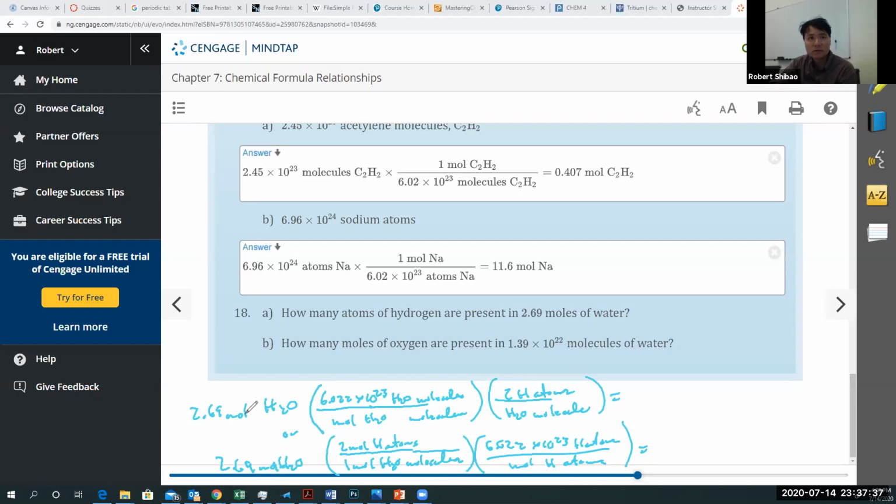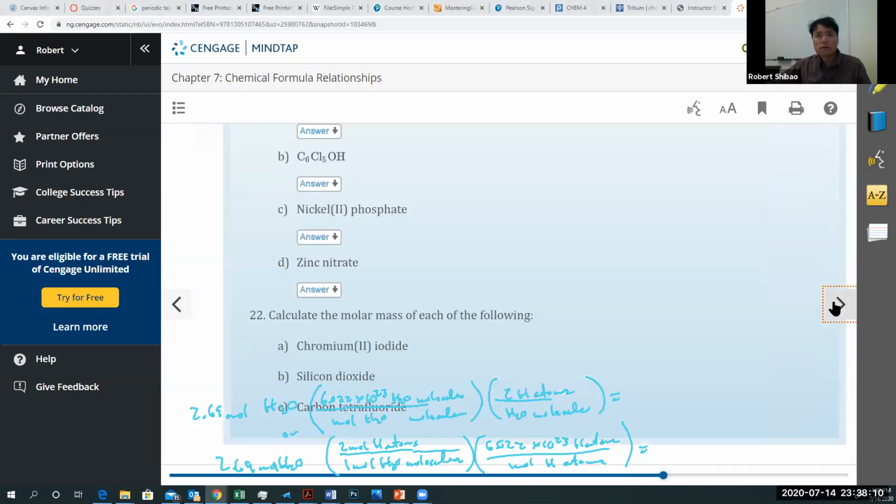And so we either do a mole to number conversion and then a number to a number conversion using the formula, or we do a mole to mole conversion and then the mole to number conversion here in the formula. Okay. On to the next one here.